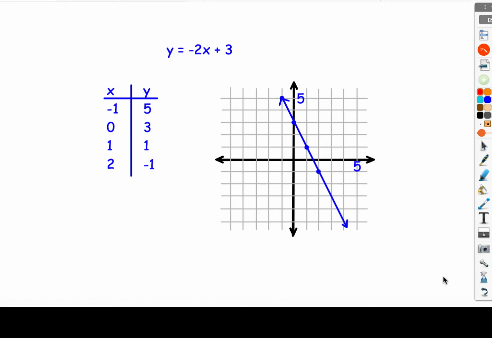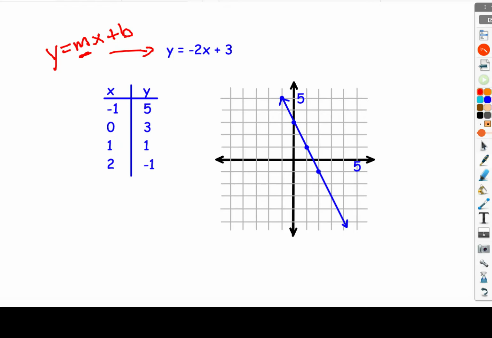Alright, this video is going to talk about how to write the equations of a linear line using slope-intercept form. To start off with, let's review real quick what slope-intercept form is. We've got a slope-intercept form equation right here. Remember, that's y equals mx, so a number times x, plus b.